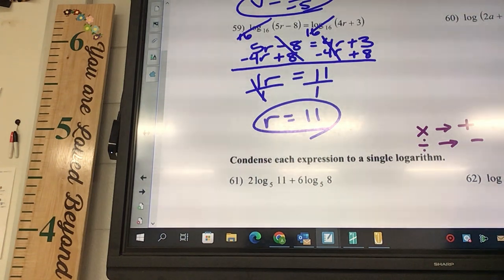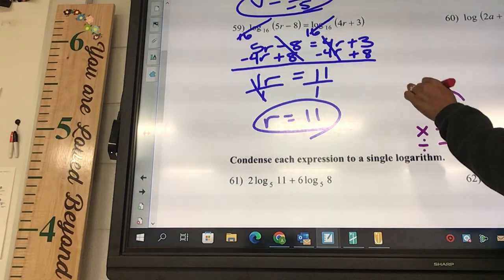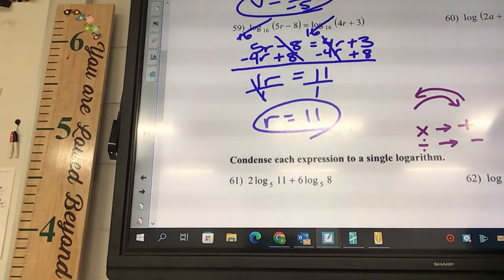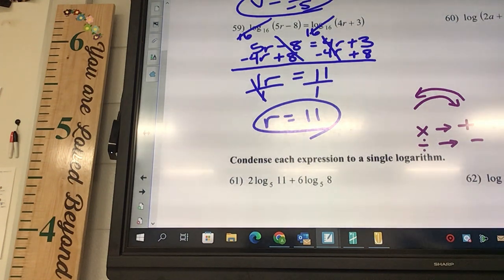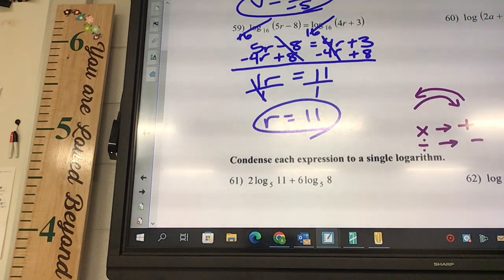Okay, if you recall, if there was a number out front, it might need to go to the back, or the back to the front, depending on whether you're condensing or expanding. Okay, so this is saying condense it down to a single log. Our first step is going to be to move it from here to here.